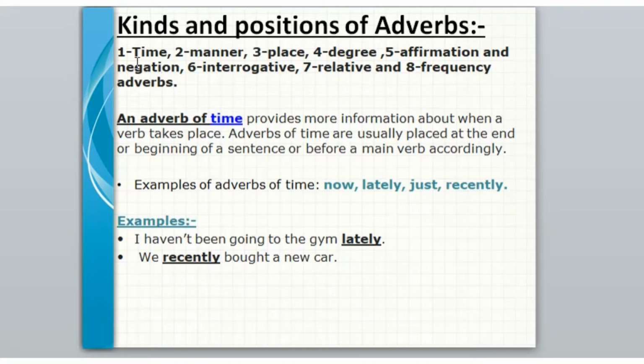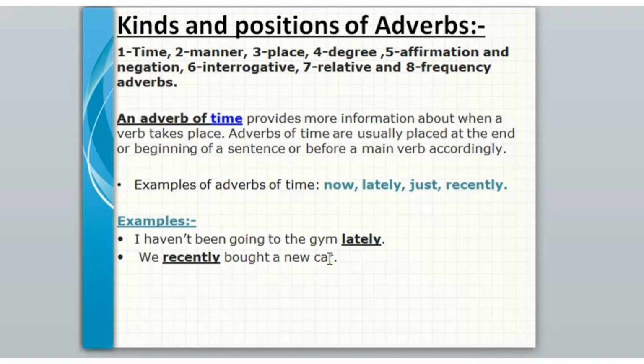Number 1 starts from time, manner, place, degree, affirmation and negation, interrogative, relative and frequency adverbs. An adverb of time provides more information about when a verb takes place. Adverbs of time are usually placed at the end or beginning of a sentence or before a main verb accordingly. Examples of adverbs of time: now, lately, just, recently. How can they be used in a sentence? Let's see more examples. I haven't been going to the gym lately.